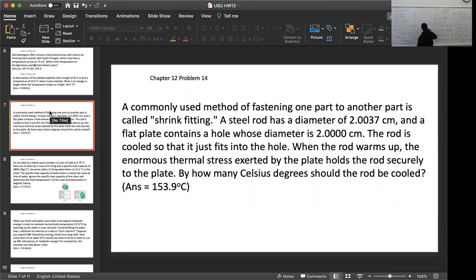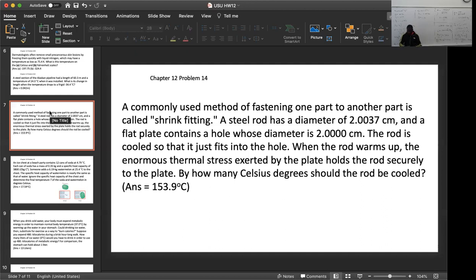This is still steel. So we're going to use our alpha for steel, which we know. Alpha for steel is 12 times 10 to the power minus 6 per degree Celsius. So the diameter is 2.037. Okay, so we have a rod, is that okay? And we have a plate, so diameter of rod is 2.037 centimeters. Diameter of plate is 2 centimeters, okay? So the rod is cooled so that it fits into the hole.